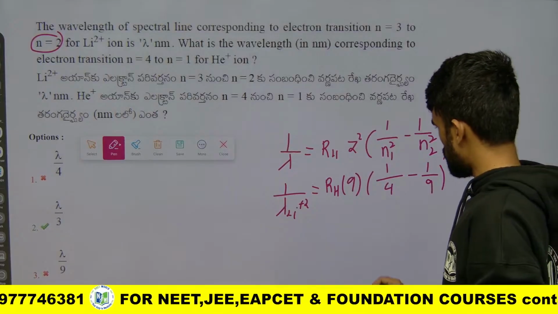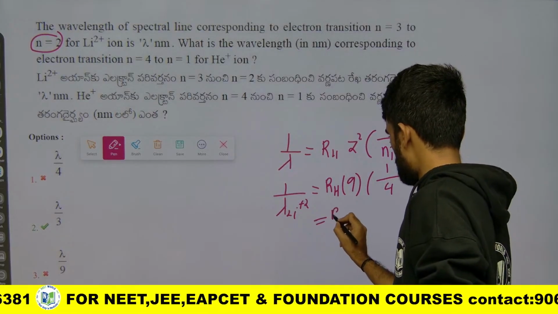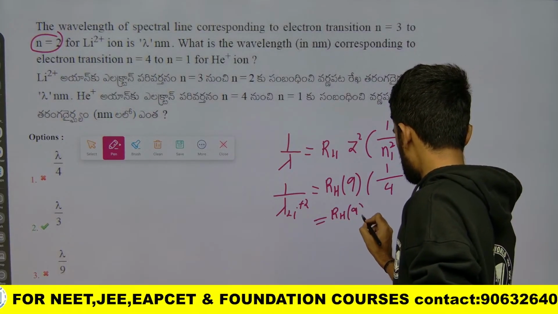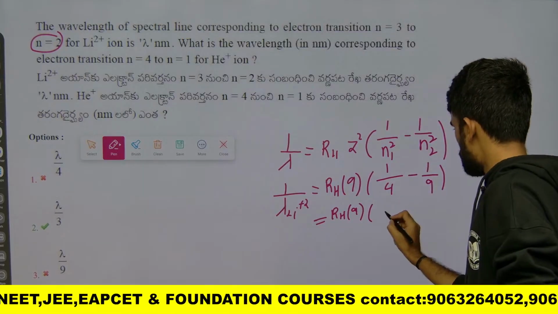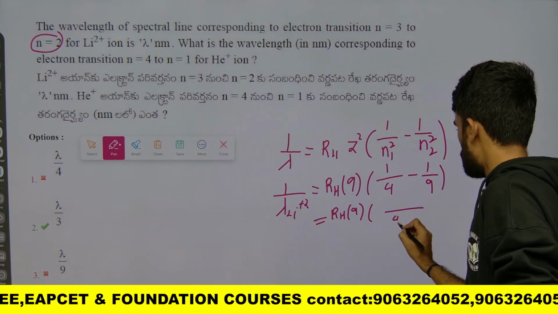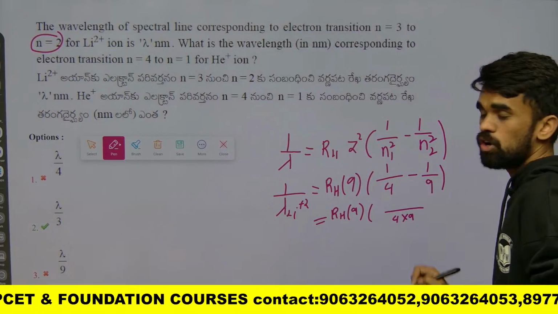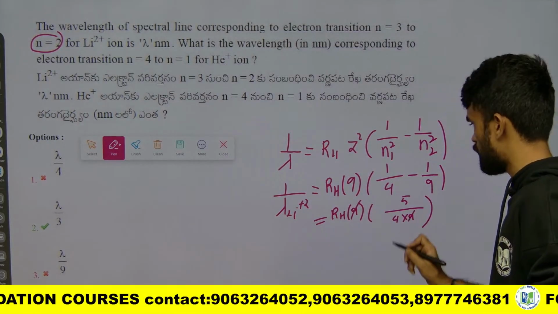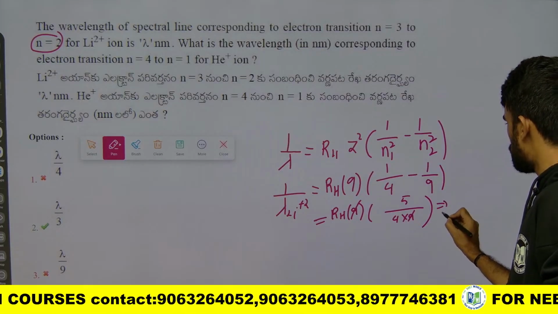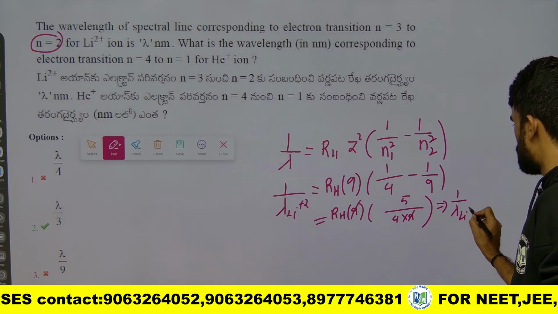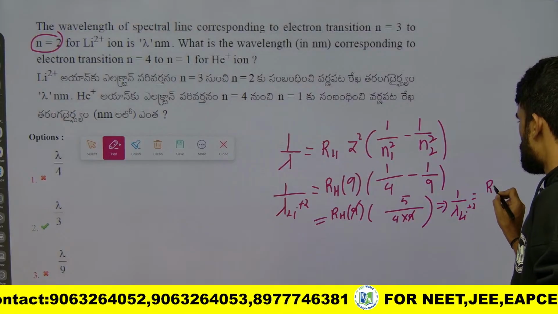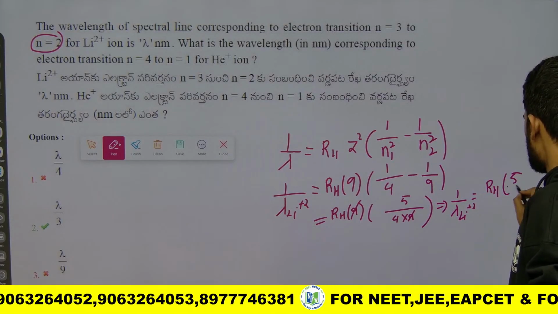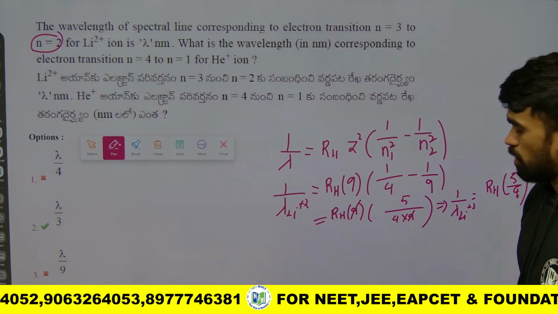You can simplify this. RH into 9, and here in the denominator it will be 4 into 9. 9 minus 4 is 5. This 9 gets cancelled out, so we are remaining with 1 by lambda of lithium plus 2 equals RH into 5 by 4. This is the one value we have.